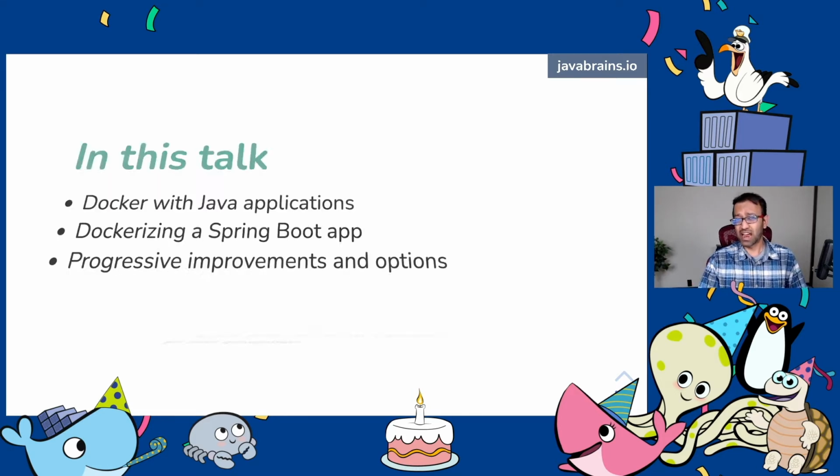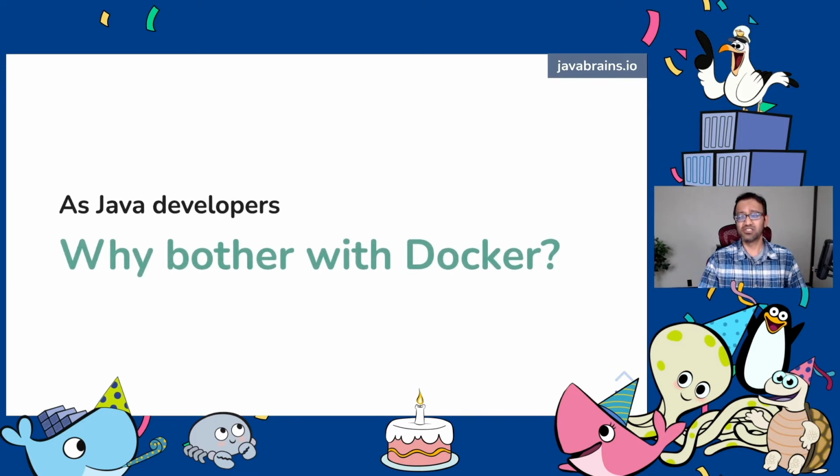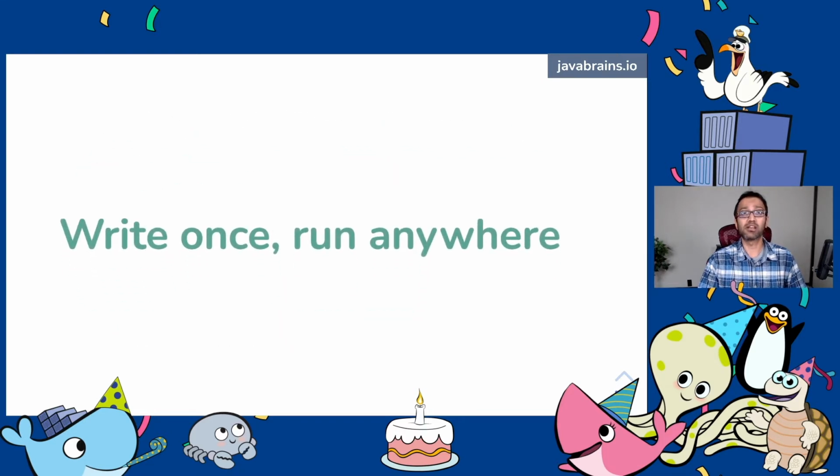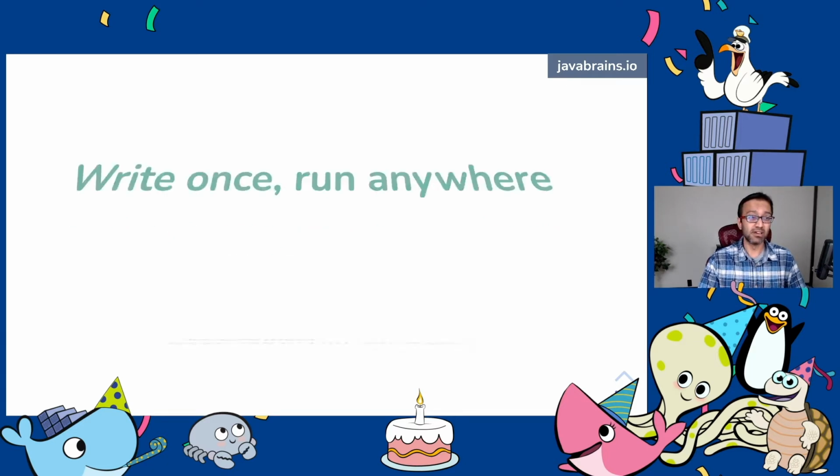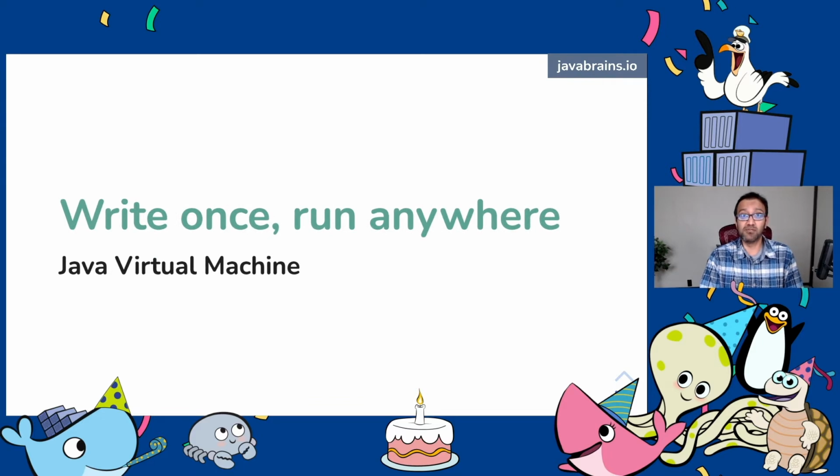But before we get started, I want to talk about why bother with Docker if you're a Java developer. Because traditionally, the promise of Java has been write once, run anywhere. And the way in which Java has been keeping up that promise is using something called a Java virtual machine. The point of the Java virtual machine is you have portability for your Java applications, and no matter where you want to run your Java apps, you should be able to do it because the virtual machine provides that layer of abstraction. But now, let me ask you this.